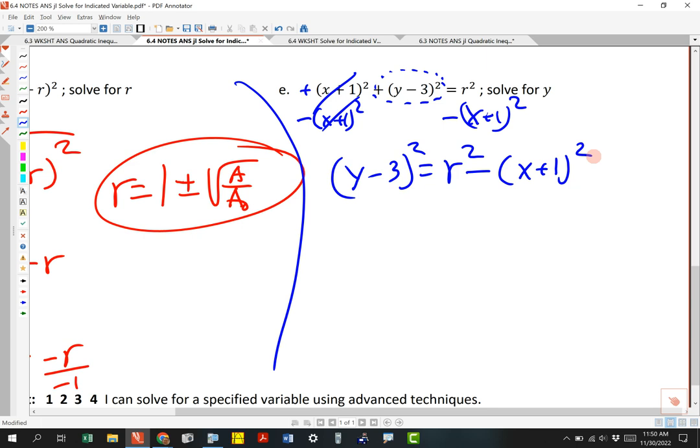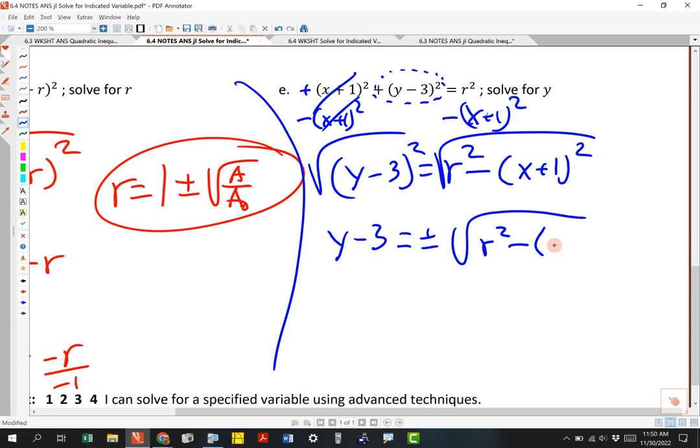Now what do we do, Zach? Now we're going to take the square root. We've got to uncover that y. We've got to get it out of the parentheses. We've got to get it out of the square. So this is going to be y minus 3 equals, do I need a plus or minus here? I do. Plus or minus big square root, r squared minus x plus 1 quantity squared. All that has to stay under there.